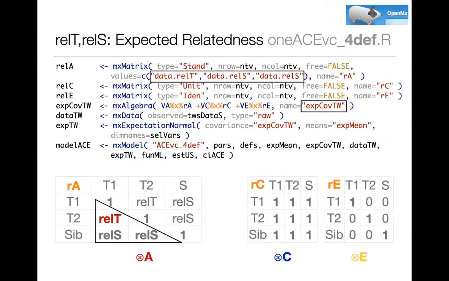So if we combine this with the rest of the code, we have rel-A, rel-C, and rel-E remain the same. And now our expected covariance matrix is just one line because the zygosity is incorporated as a definition variable. We just have one group of data, one expectation, and the script becomes a little bit more succinct. And so instead of reading in the ones and the 0.5s, we read in rel-t and rel-s, the expected relatedness for twins and siblings.